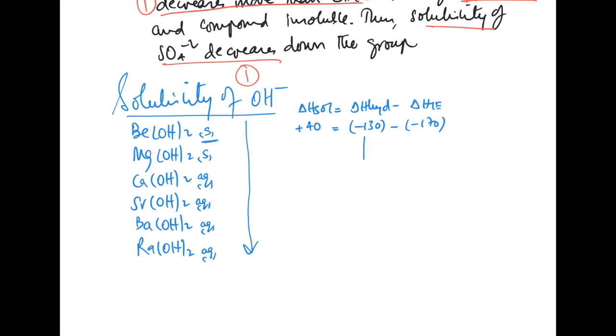Down this group, both decrease, but I must tell you now the lattice decreases more, which means that let's say hydration enthalpy now is minus 90, but let's say lattice is minus 60, the answer is minus 30. So can you see that in this case both have decreased, but lattice has decreased more, making solution exothermic and the compound soluble.